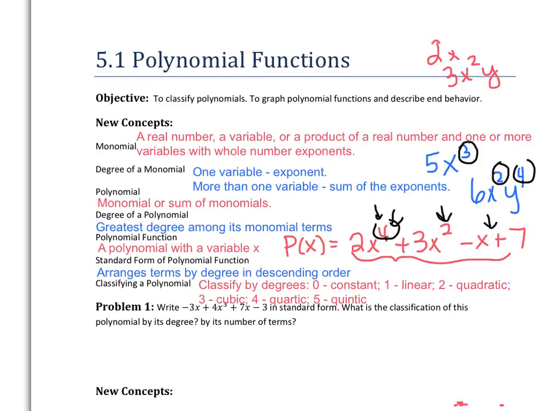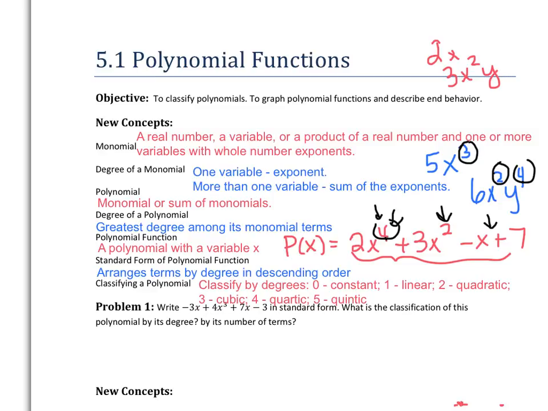And the exponents that go with the polynomials, as we classify them: degree 0 would be a constant, degree 1 would be linear, degree 2 would be quadratic, cubic is 3, quartic is 4, and quintic would be 5.